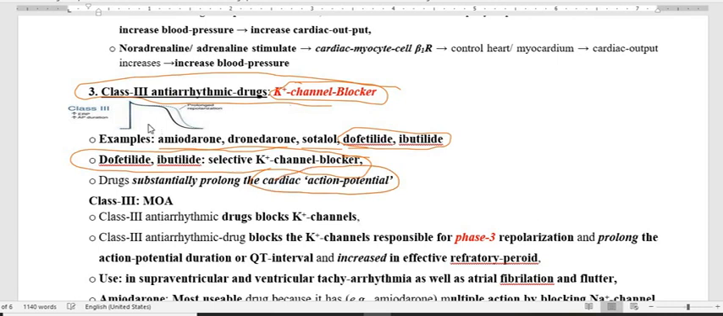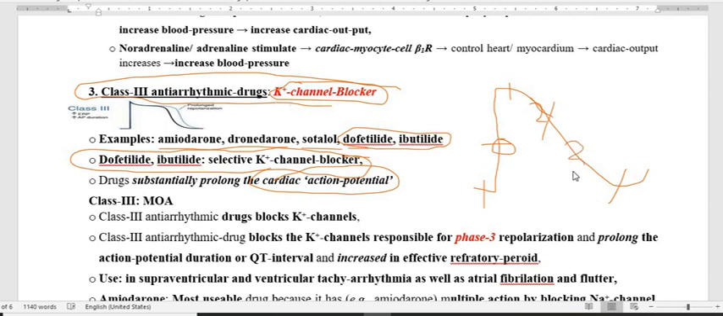So they are affecting the cardiac myocyte action potential. Here is the depolarization, here is phase 4. Here is the depolarization phase 0. Here is phase 1, here is the plateau, which is phase 2. And here is number 3.